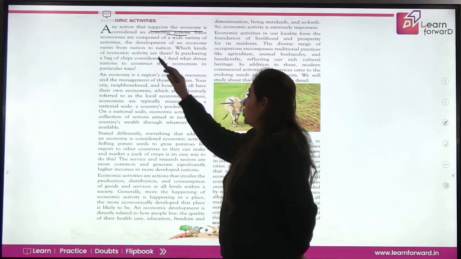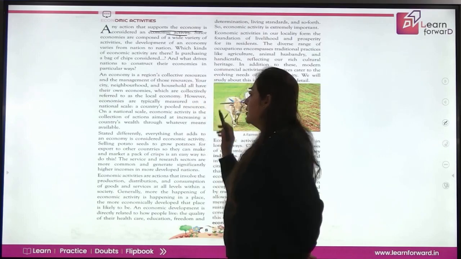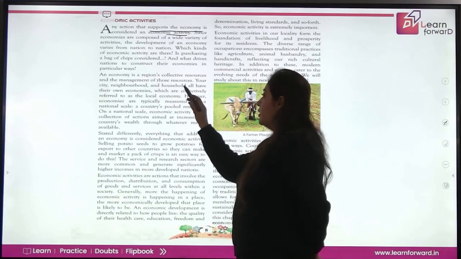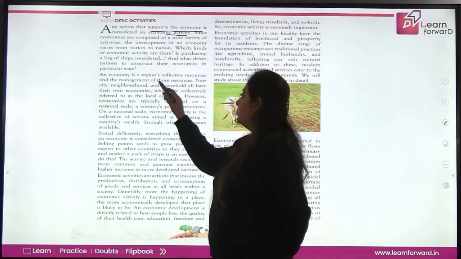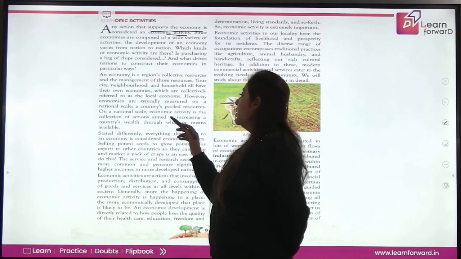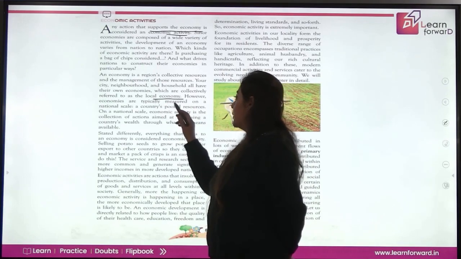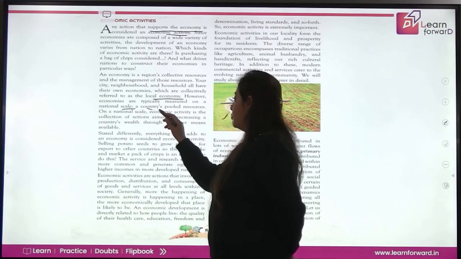Is purchasing a bag of chips considered an economic activity? And what drives a nation to construct its economy in a particular way? So economy is a region's collective resources and management of those resources. Your city, your neighborhood, your household all have their own economies, which are collectively known as the local economy. However, economies are typically measured on a national scale, a country's pooled resources.